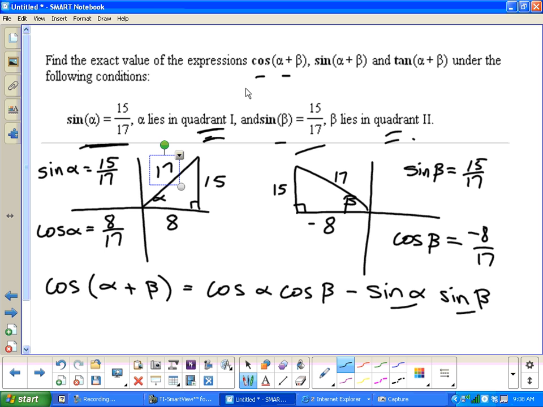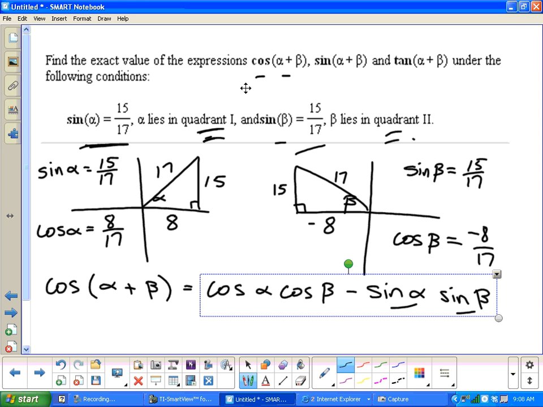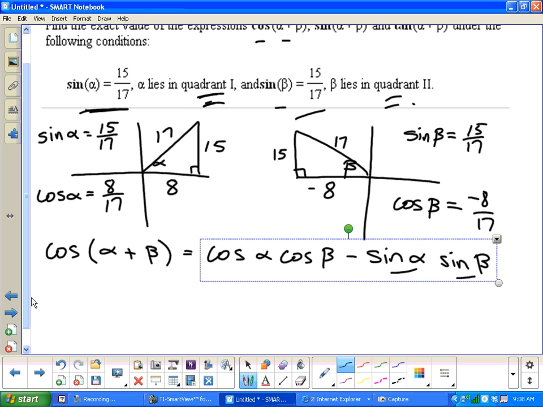Now, to find the cosine of alpha plus beta, all I got to do here is just fill in my formula. Notice I'm not finding out what alpha and beta are. So we're not trying to find the angle. We're trying to find the cosine of the sum of the angles. So the cosine sum formula. Now let's fill this in.